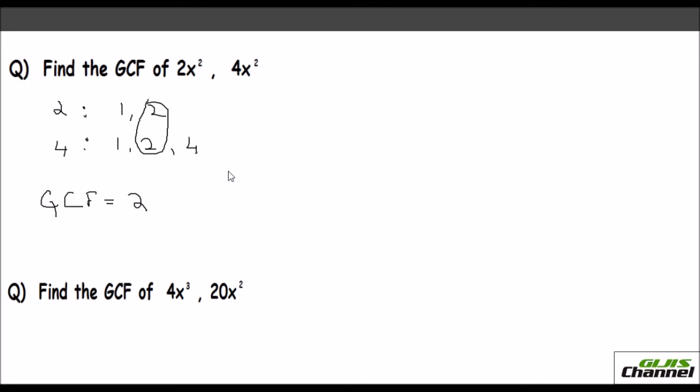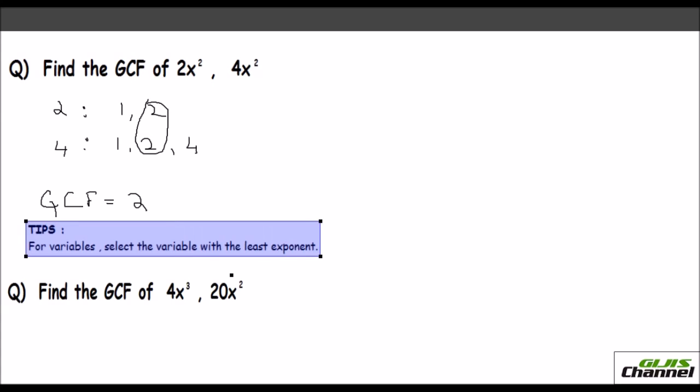And for the variable, I can give you the easiest way of finding, I can give you a tip like how to do. Select the variable with the least exponent. So here I have x, right? The x here and as well as here. All I just need to do is to select the variable with least exponent. Since here both are same, the exponents are same, I can straight away say x squared.